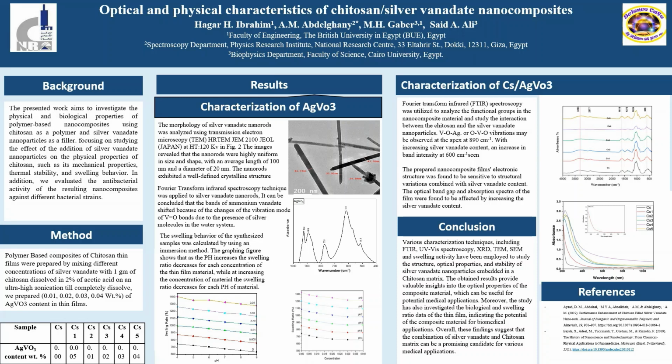Chitosan with silver vanadate nanocomposite thin polymeric films were successfully synthesized via the ordinary solution casting technique utilizing water as a common solvent. Variable mass fractions of the synthesized nanoparticles were added to the virgin polymeric samples. Their structure and characteristics were investigated using optical and physical characterization techniques.